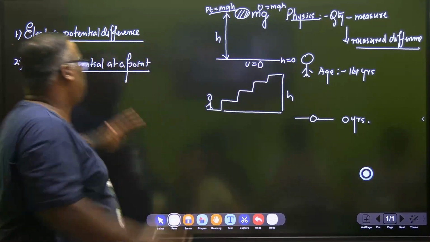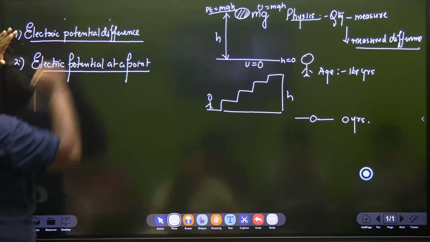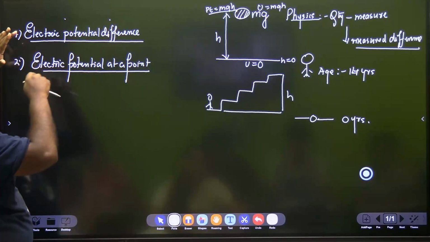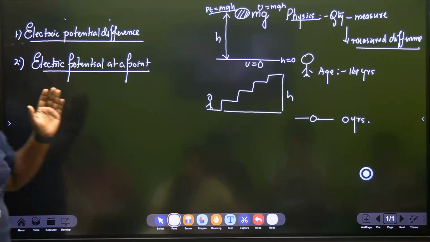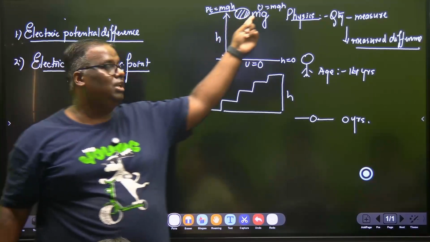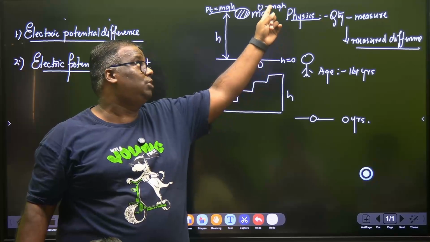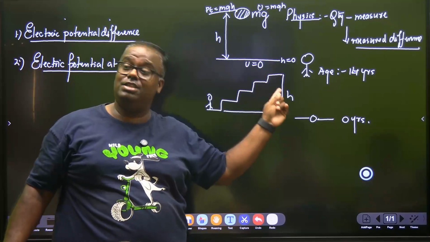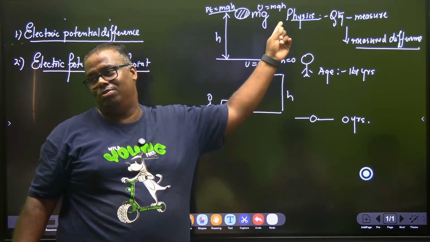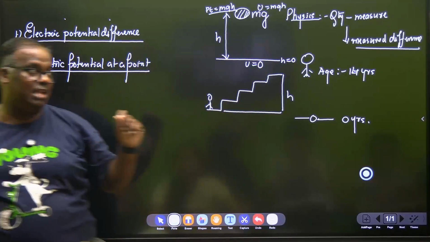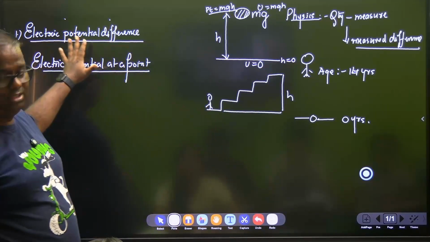So once you know the potential difference between 2 points, and you want to find out the potential here, you make this 0. Then it gives you the potential here. Are you understanding? What is the potential at this point? It is the difference of the potential here and here. Here it is 0, so automatically you get the potential at this point. Is this logic getting clear? This same logic we will apply while understanding this concept.